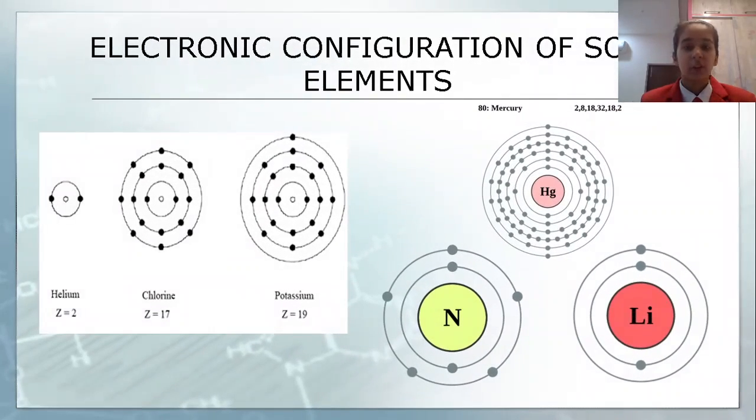So the electronic configurations of some elements are here. Of helium, there are two electrons in the first shell. Then it's the chlorine, then the potassium, sodium, mercury, and lithium.